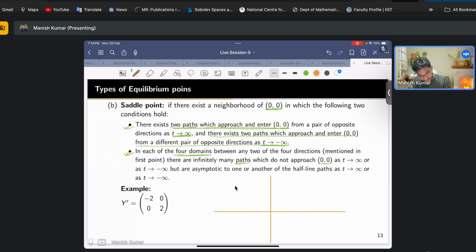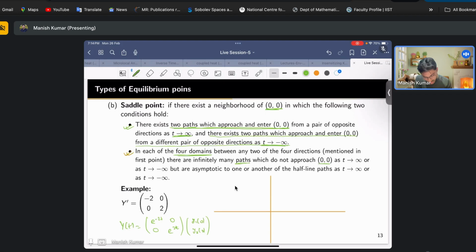Let me first write the solution. So y(t) is given by e raised to the power minus 2t, 0, 0, 2t, times (c1, c2). Okay, so this is the way the solution looks.